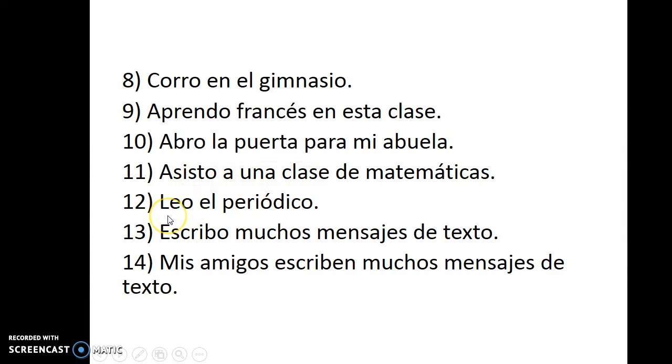Número 12. Leo el periódico. Okay, a good way to remember periódico is think the word periodical. What comes out periodically is a newspaper. So, ¿lees el periódico? ¿Sí o no? En mi caso, no leo el periódico mucho.